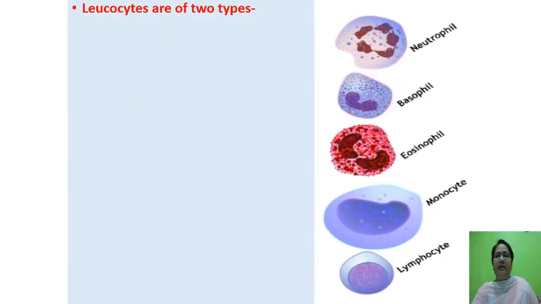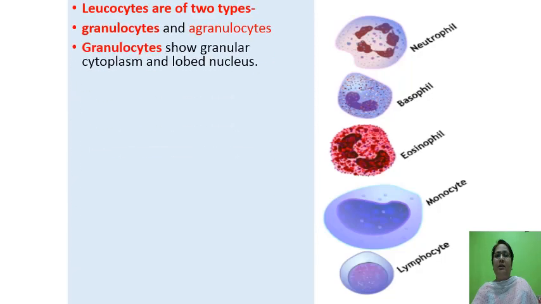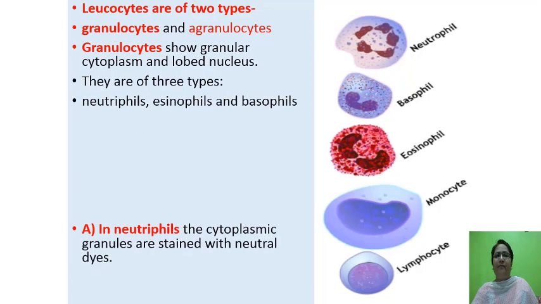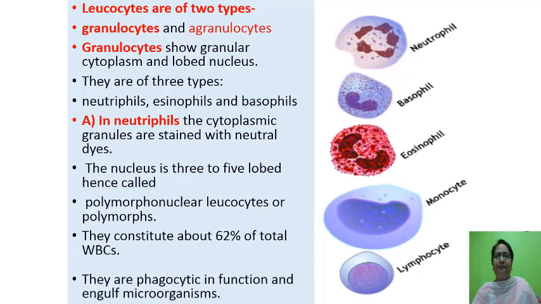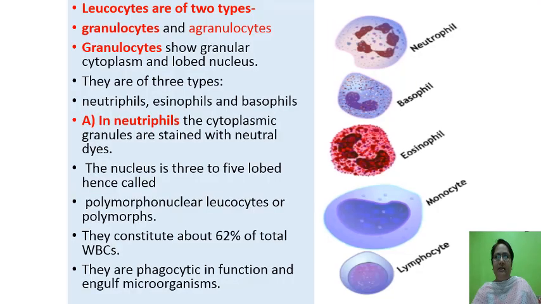Now you can see the colorful diagrams of different types of WBC cells. Now you can see these types. Leukocytes are of two types, I told you: granulocytes and agranulocytes. Granulocytes show granular cytoplasm and lobed nucleus. They are of three types: neutrophils, eosinophils, and basophils. These are the neutrophils, eosinophils, and these are the basophils.